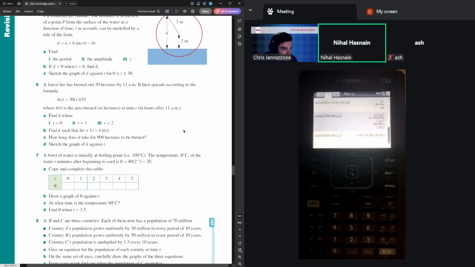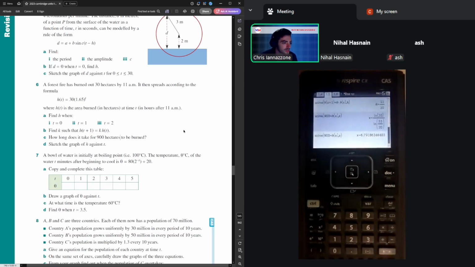And it doesn't necessarily say at what time does that occur, more so just how long. So you would just give a number of hours rather than converting that to a time value. It's a bit of a shame they didn't actually make use of the whole hours after 11 AM. But oh well.